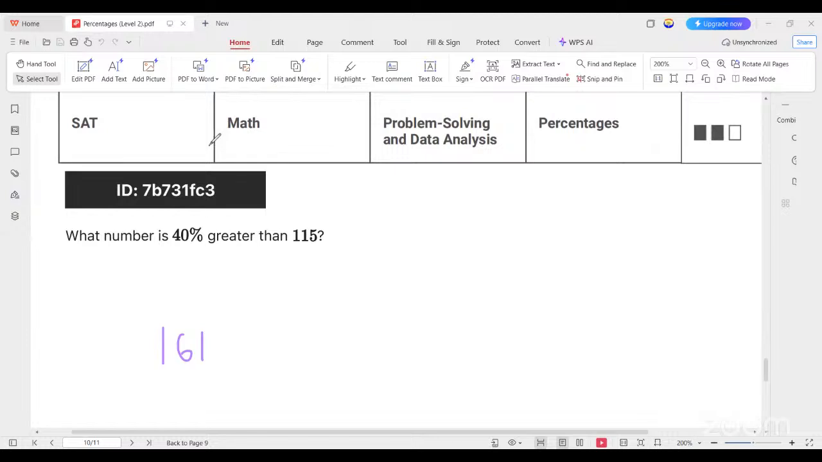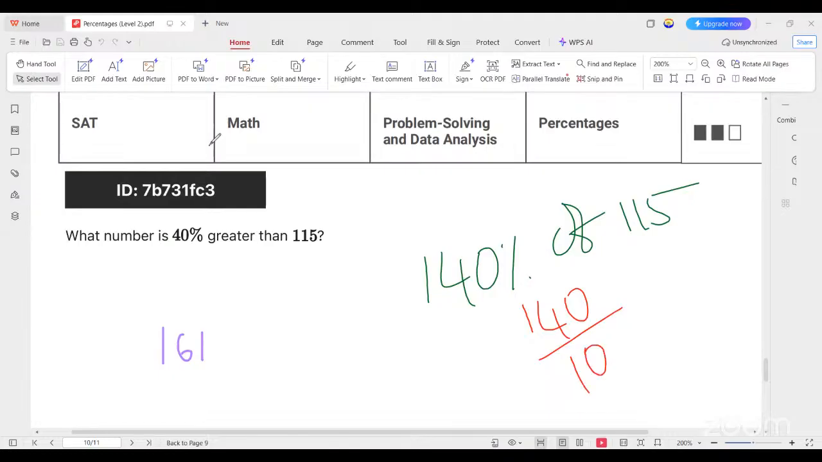So 40% greater means 140% of 115. The other way: 140% of means multiplication with 115, which is nothing but 161. That is the right answer.